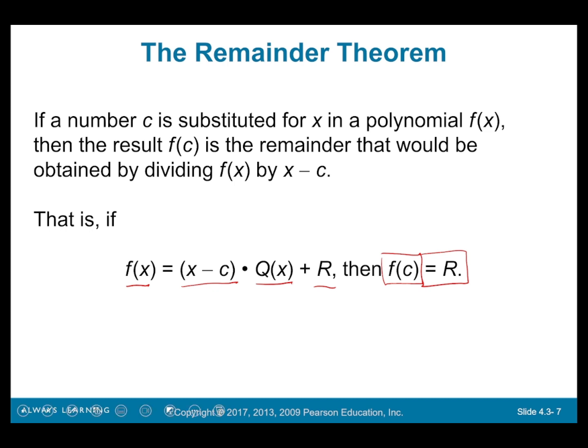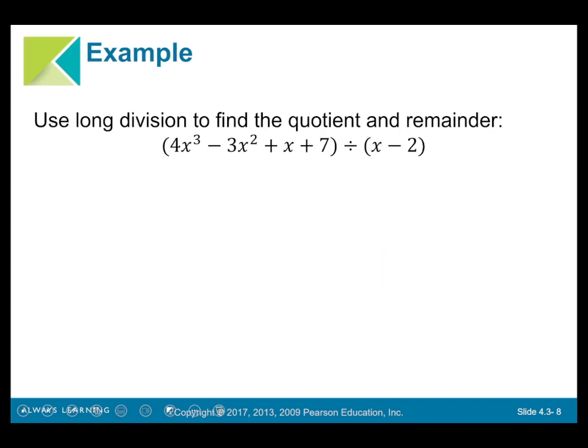So let's see that in practice. Essentially, we're going to use long division to find the quotient and remainder. And we know the remainder here will be f of 2. Because notice my x minus c here, if this were x minus c, c would be 2.